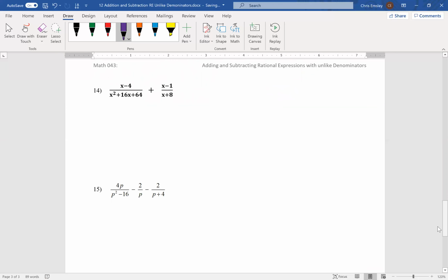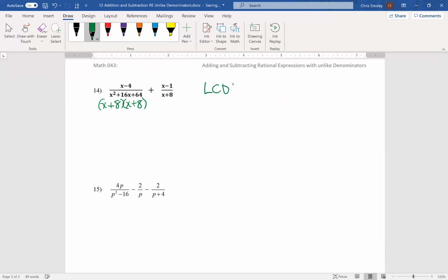Okay, let's work a couple from this page also. We'll look at number 14. Again, factor first. So we want to take a look at that first denominator. And it turns out that factors into x times x. 64 could be 8 times 8. And if they are both positive, we get that 16 in the middle.